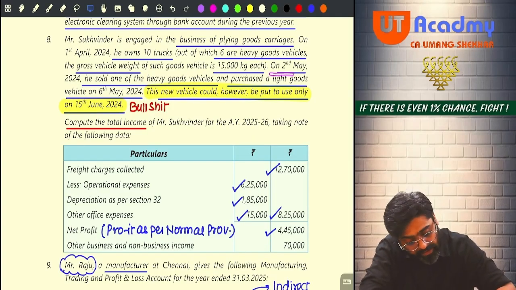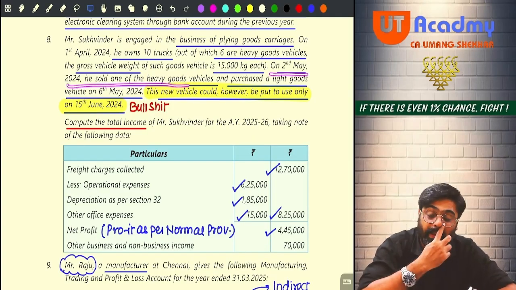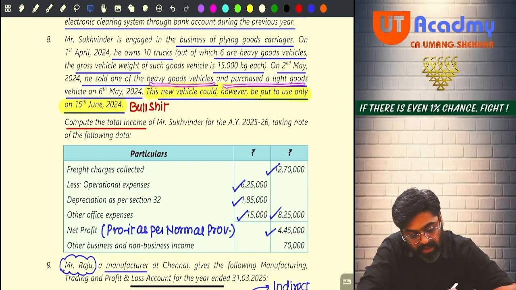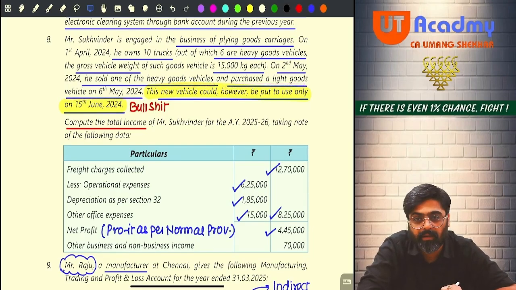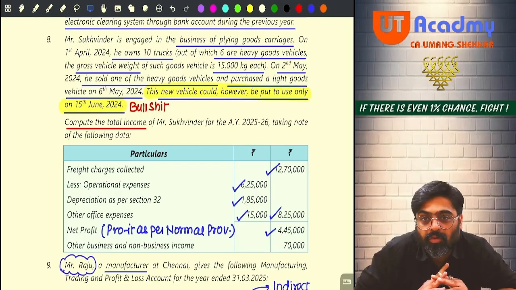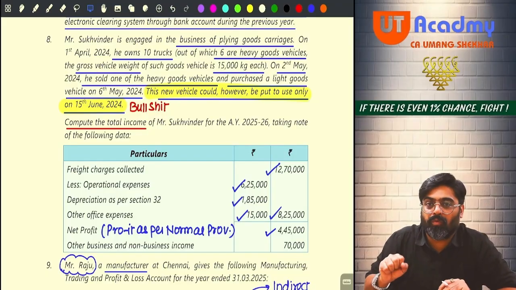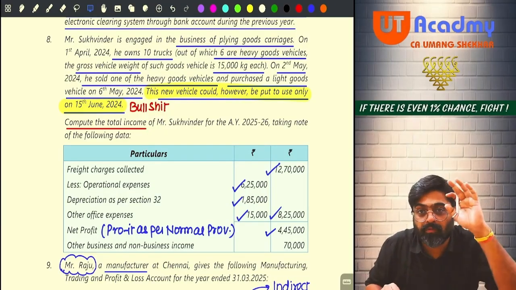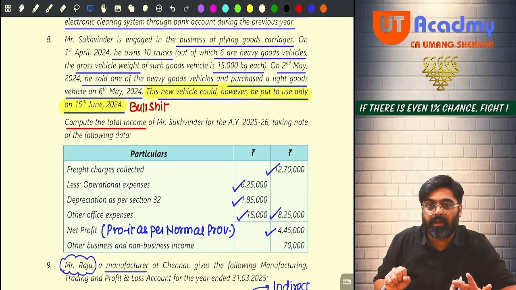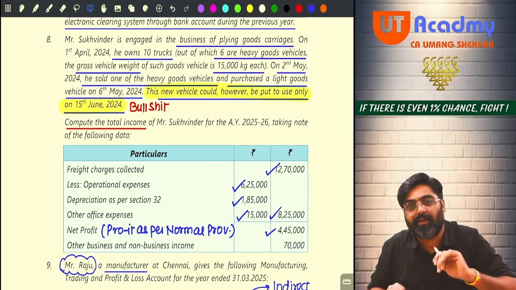On 2nd May, he sold one of the heavy goods vehicles and purchased a light goods vehicle on 6th May. In the month of May itself, he removed one and he bought one. Hence, his total number is still the same. What if he had removed one and bought two? So the total would have reached 11. Not eligible for 44A. But see, he is very smart. He is removing one vehicle and in that same month, he is buying one vehicle.